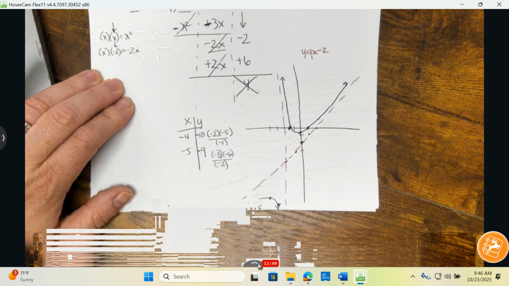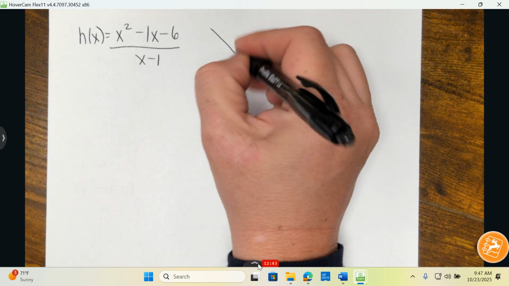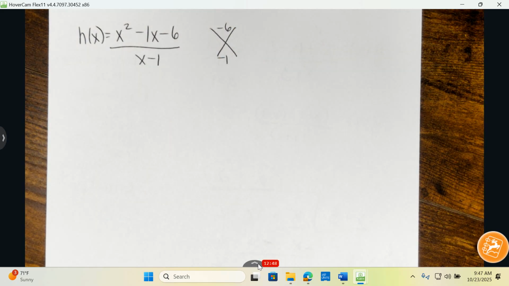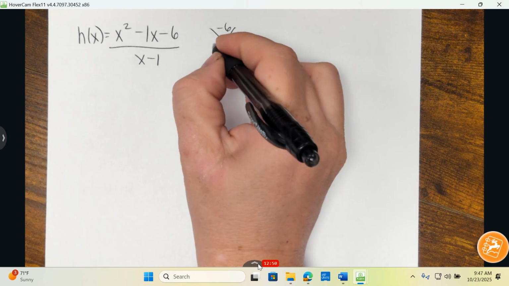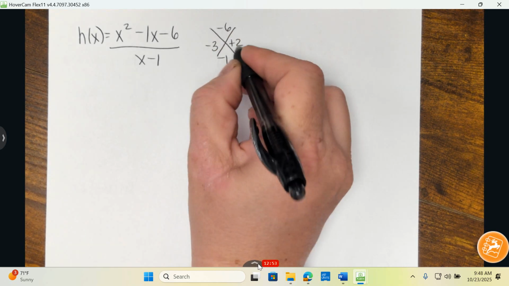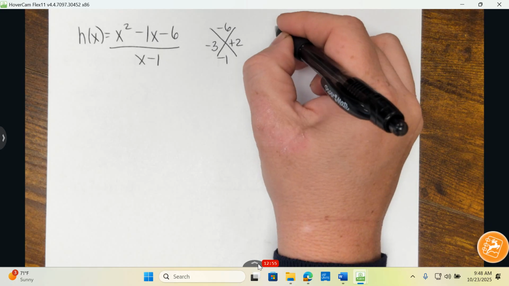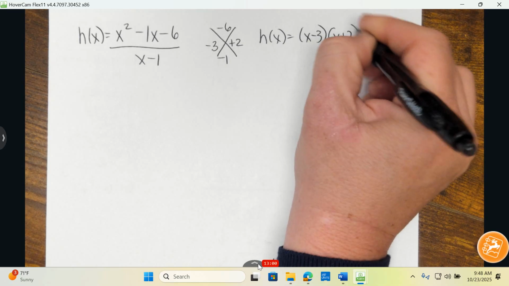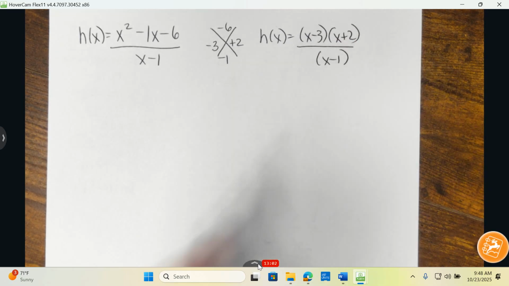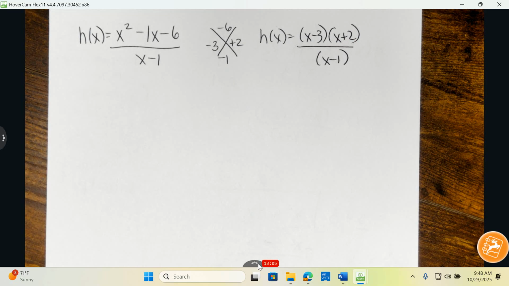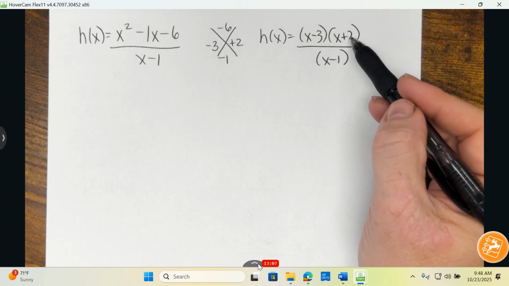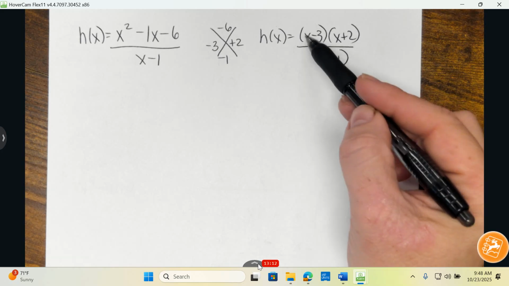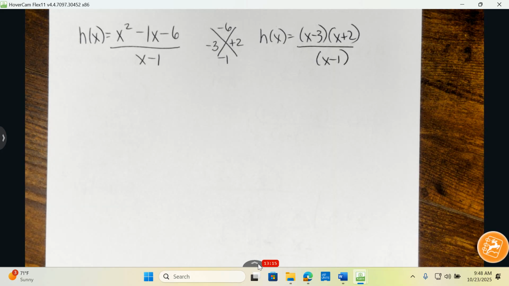This is the last example in this video. We're going to factor this first. 1 times -6 is -6. We're asking ourselves what 2 values multiplied to equal -6 and combined to give us -1. -3 and +2, they multiply and they combine. So I'm going to rewrite this as h of x equals x minus 3, x plus 2 over x minus 1. We will learn the importance of factoring first, because then we're going to analyze and ask ourselves, is there any factor in the denominator that's identical in the numerator? There's not, but eventually there will be.